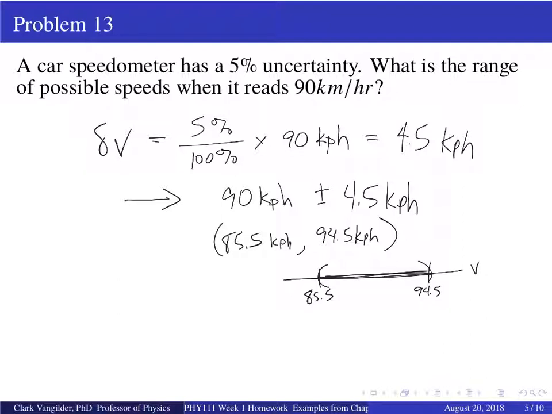If we wanted to convert it to miles per hour, we could do that. So let's say it wasn't asked in this problem, but I'm going to do it anyways. So let's see, kph to miles per hour. Be great if we were in the car. We could just look at it, but we're not in the car. So if I have, let's just do this low end, 85.5 kilometers per hour, okay, and a kilometer is 0.6214 miles.